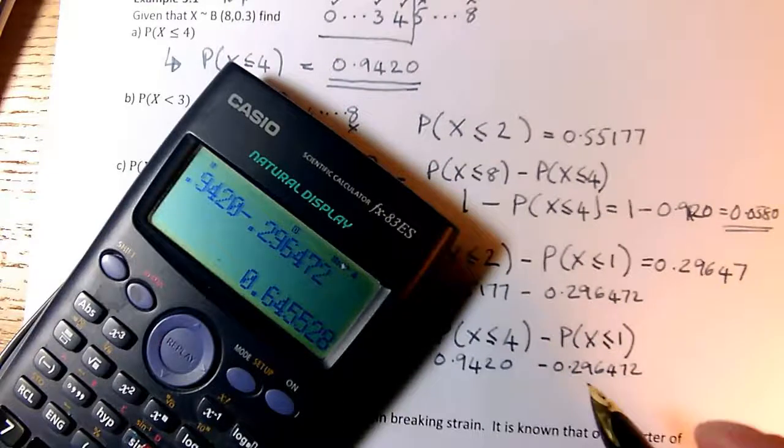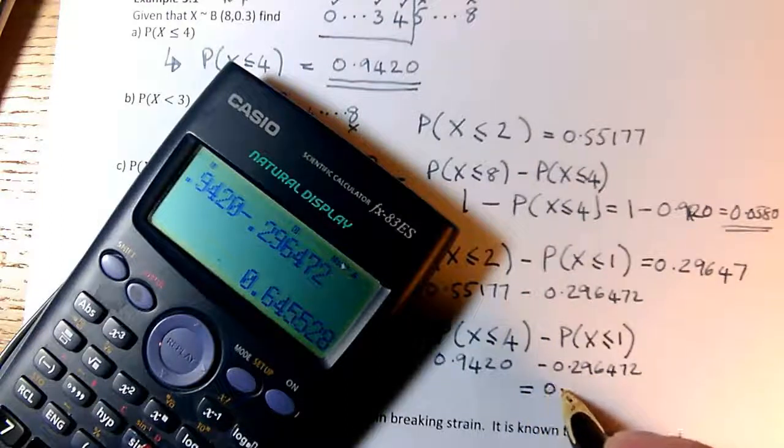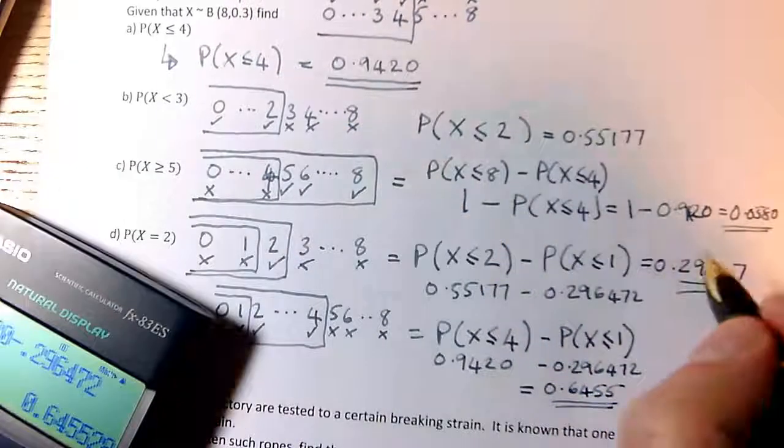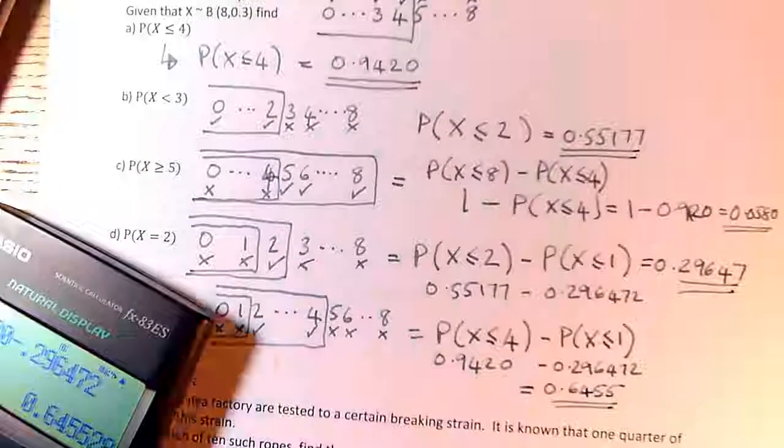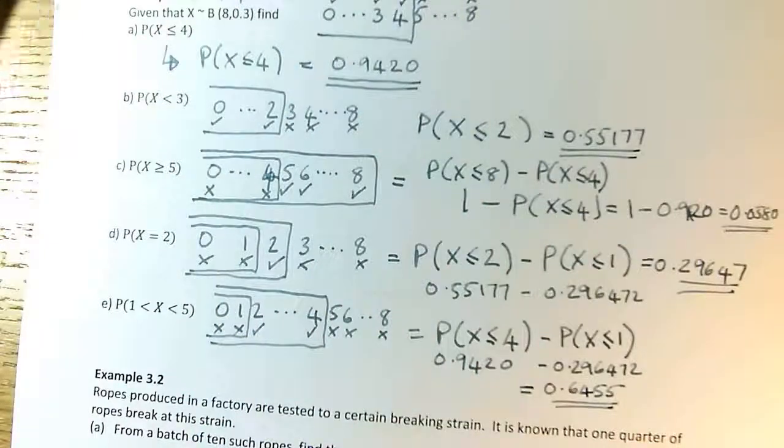And so my answer is 0.6455. I think I trust that to 4 significant figures. 0.6455 is my answer there. So I underline all of my answers so they're all nice and clear. So if you're lucky enough to get a question where there are a number of binomial probabilities to work out, then this is how to do it and get it right every time.